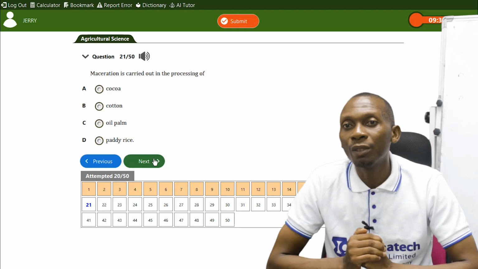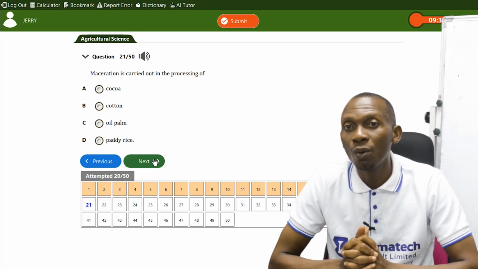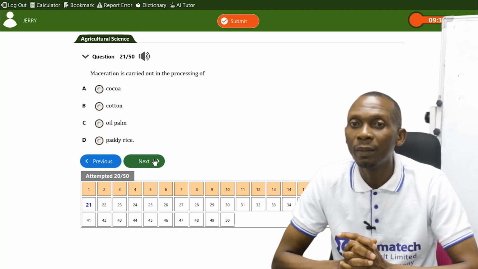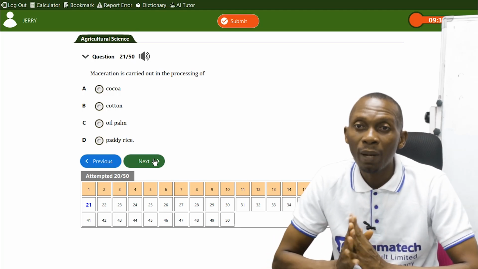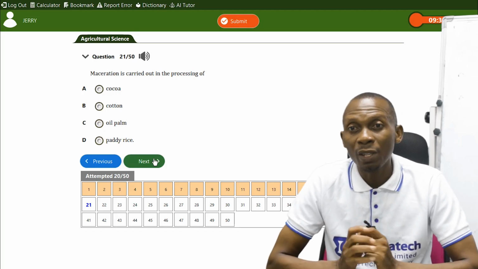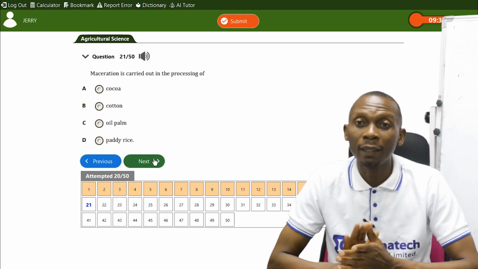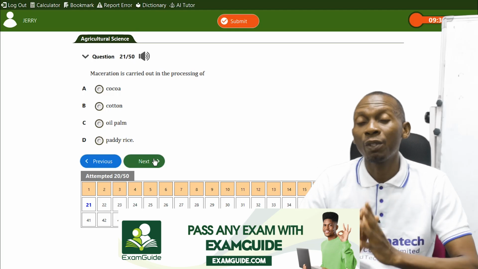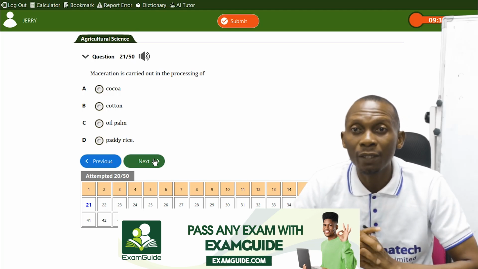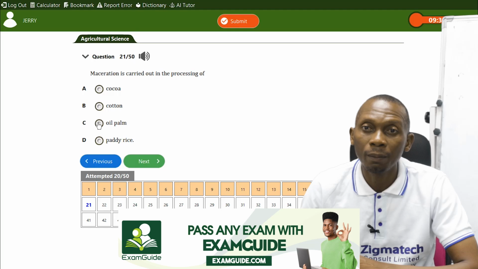Maceration is carried out in the process of A, cocoa, B, cotton, C, oil palm, D, paddy rice. Now, oil palm: in the process of extracting oil after it has been boiled, the oil is separated from the fiber and kernel through a process called maceration. So the answer is oil palm.